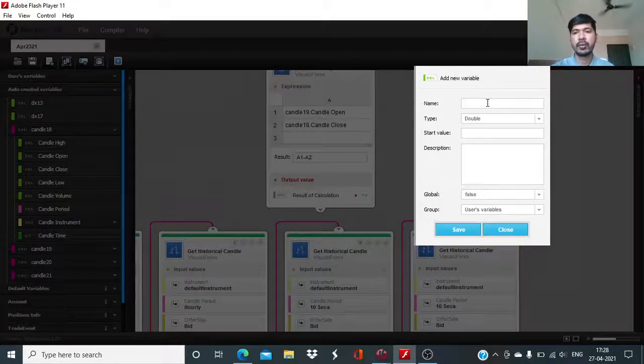And we will name it SAD, sell actual difference.